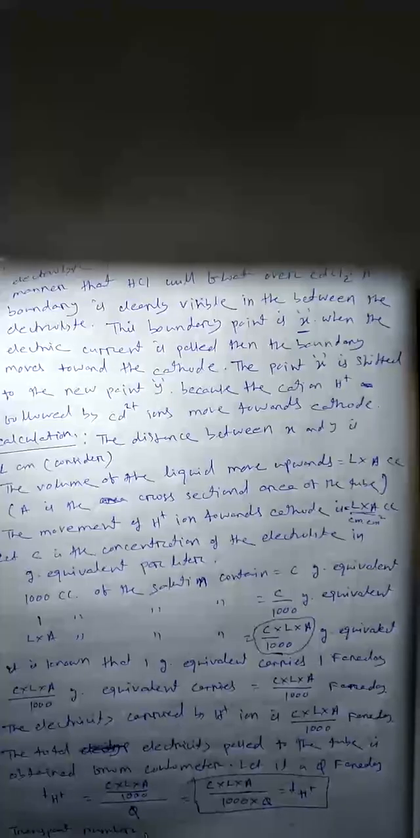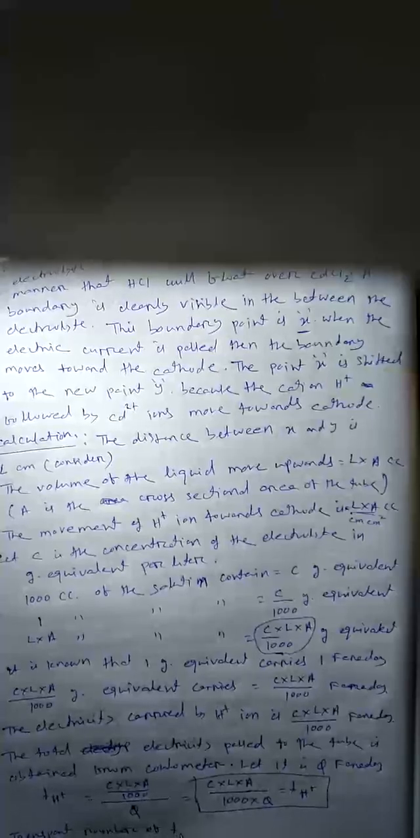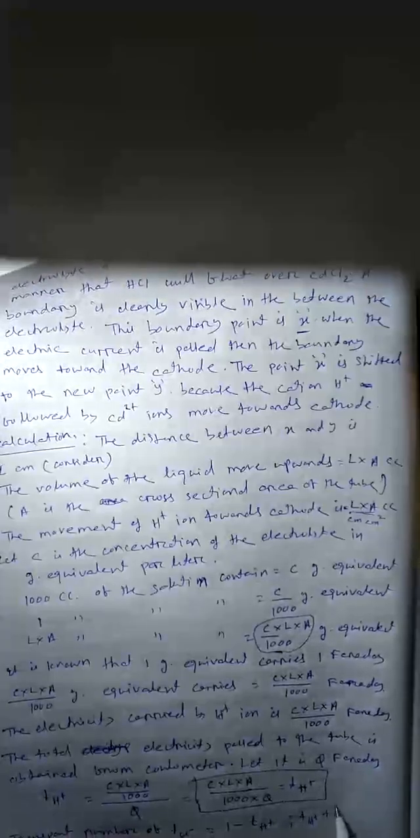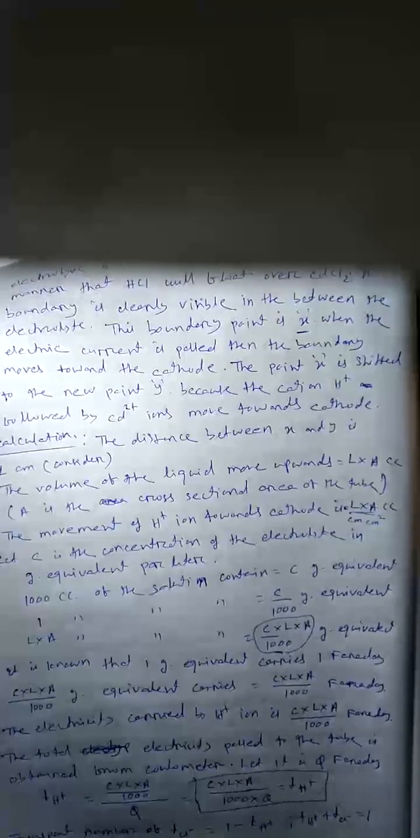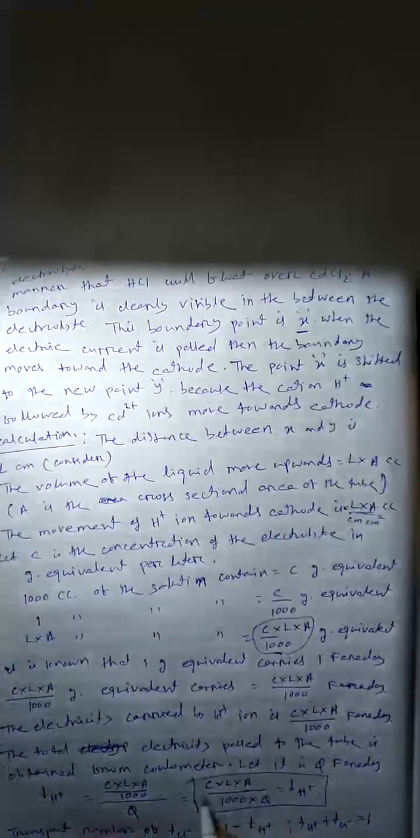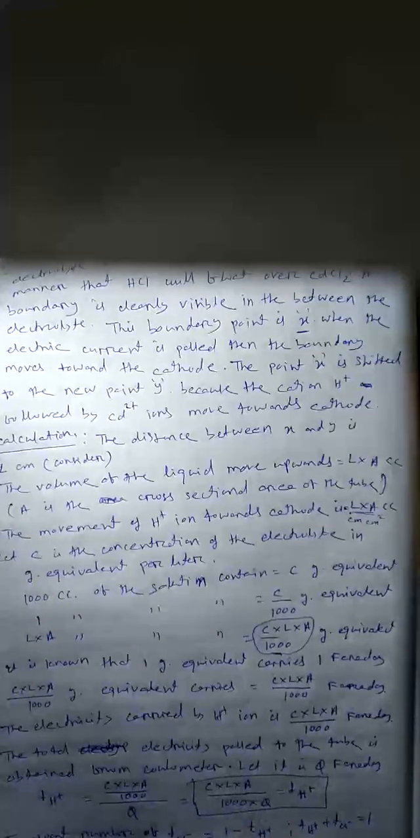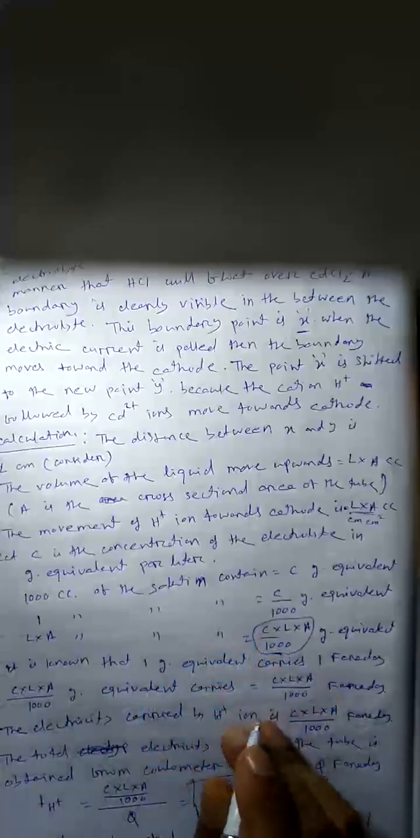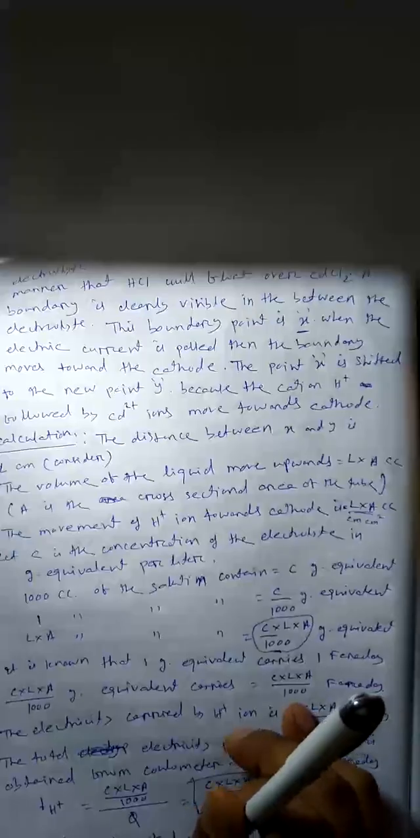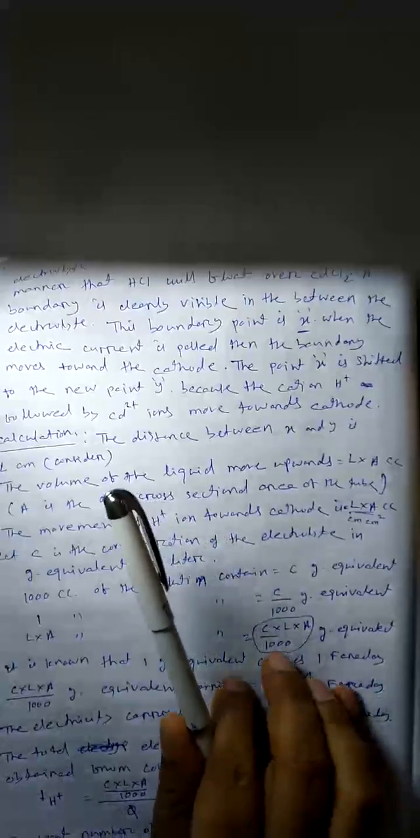the transport number of anion, that means Cl minus, is equal to 1 minus T plus of proton. That means we know that the transport number of proton plus the transport number of Cl minus is equal to 1. So 1 minus T plus is equal to the transport number of chlorine. In this way you find out the transport number of cation and anion using the moving boundary method. So this is all about it.